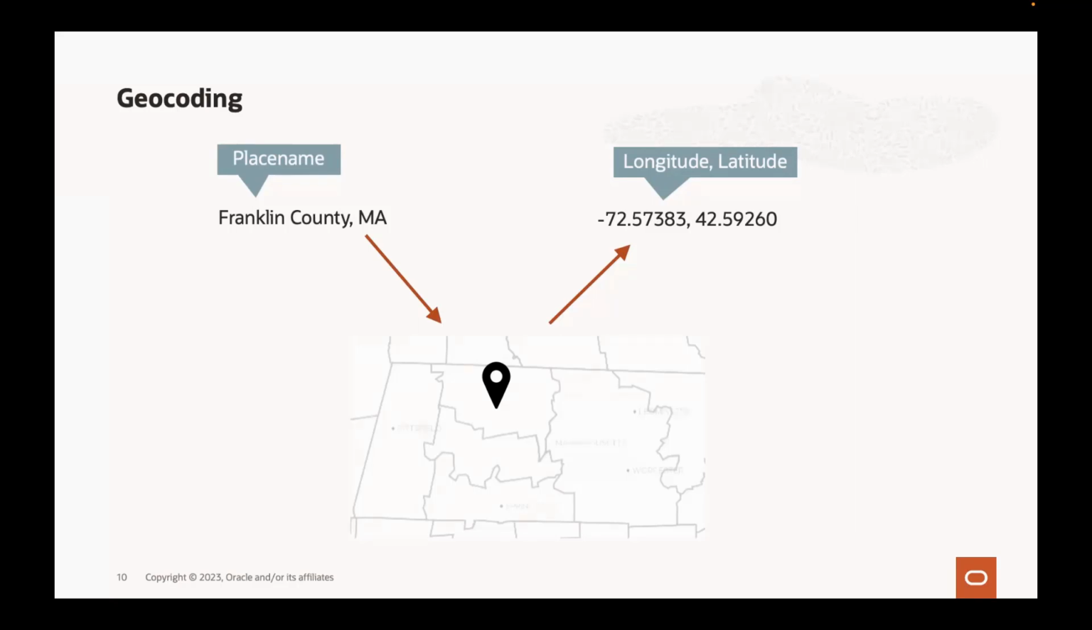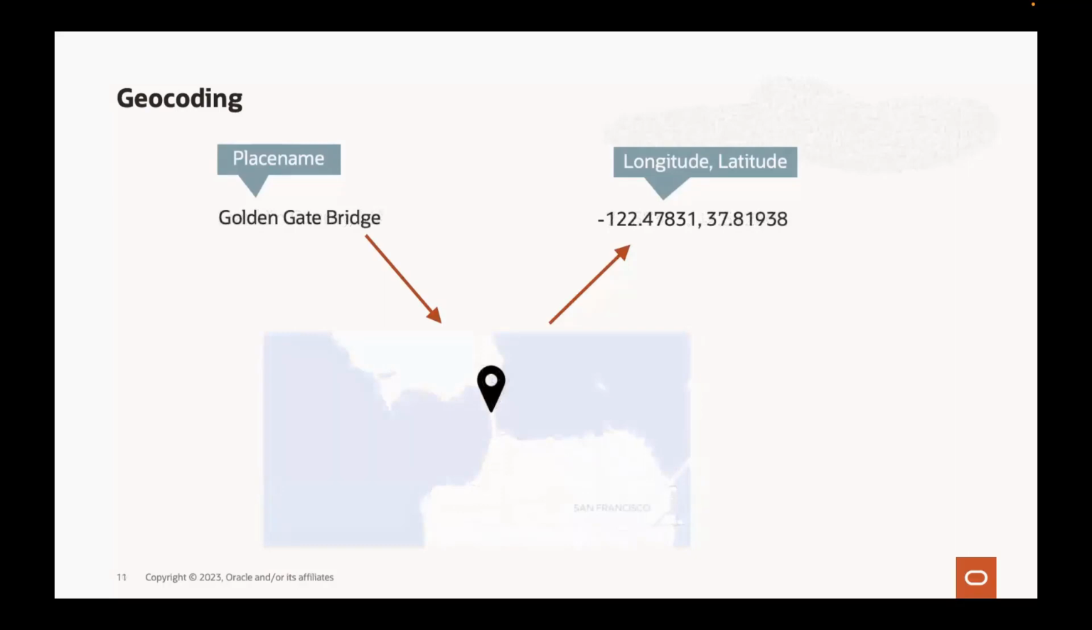So that's the case of place name. And then the other case of place name would be, instead of Franklin County, Mass, that I just showed, that's an administrative area. So the reference data in that case are these boundaries of counties. But there are also place names like points of interest. So in this case, Golden Gate Bridge in California, that would also be a geocodable piece of information.